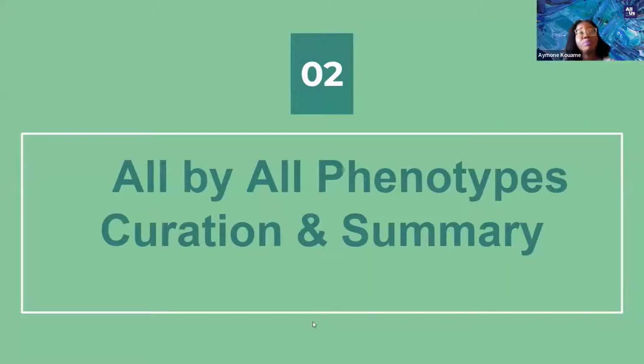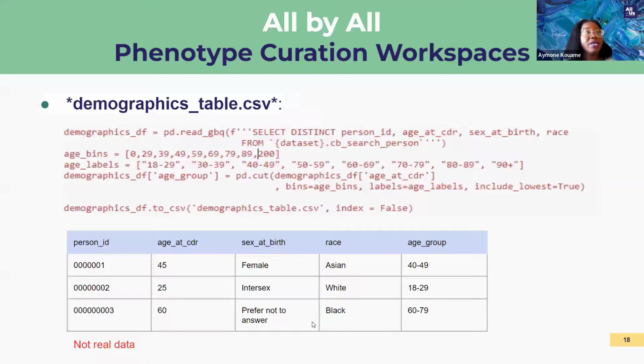Okay, so that's it for the background. And now let's look at each of these phenotypes. Now, I mentioned that each workspace had a demographic and ancestry table. Those are the same for all of the workspaces, so the code remains the same. So I'll go through those two before we dive into each of the different phenotypes.